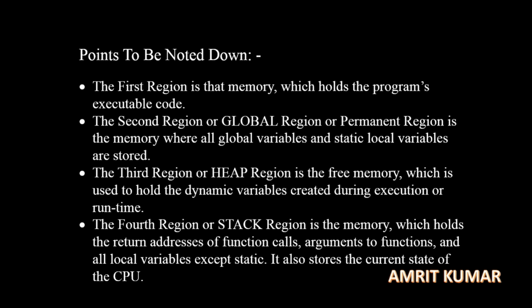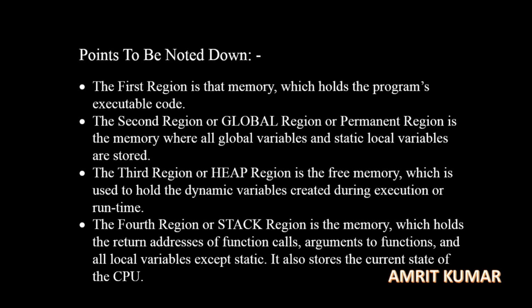And finally the third region or the heap region is the free memory, which is used to hold the dynamic variables created during execution at runtime. So we can say that the first region holds the program executable code. The second region, the global region or permanent region, is used to hold all the global variables and the static local variables. The third region or the heap region is a free memory which holds the dynamic variables which were created at run time, during execution. So this is what is called the heap region.